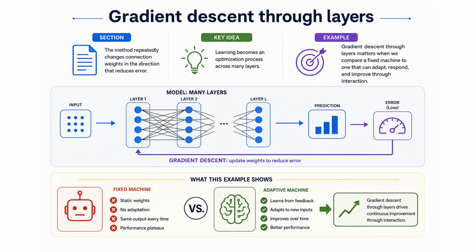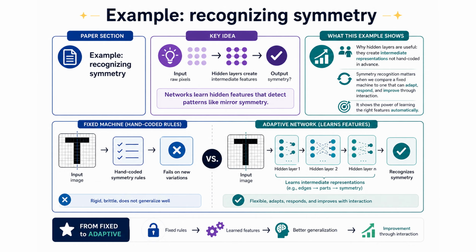For example, recognizing symmetry matters when we compare a fixed machine to one that can adapt, respond, and improve through interaction. What this example shows is how recognizing symmetry changes the meaning of the paper's central argument. This matters because it helps explain why this paper became one of the foundation stones of AI history. Once that is clear, we can pull the full paper together and see why its historical impact lasted.